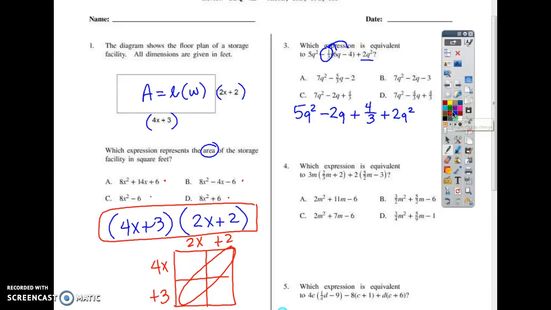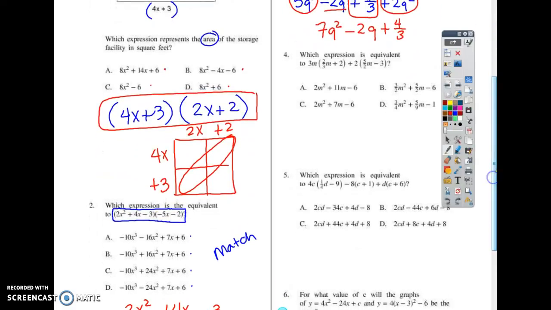And then combine like terms, so this plus this gives you 7q squared. This one is next, minus 2q. And this one is last, plus 4/3. And that'll give you the answer.